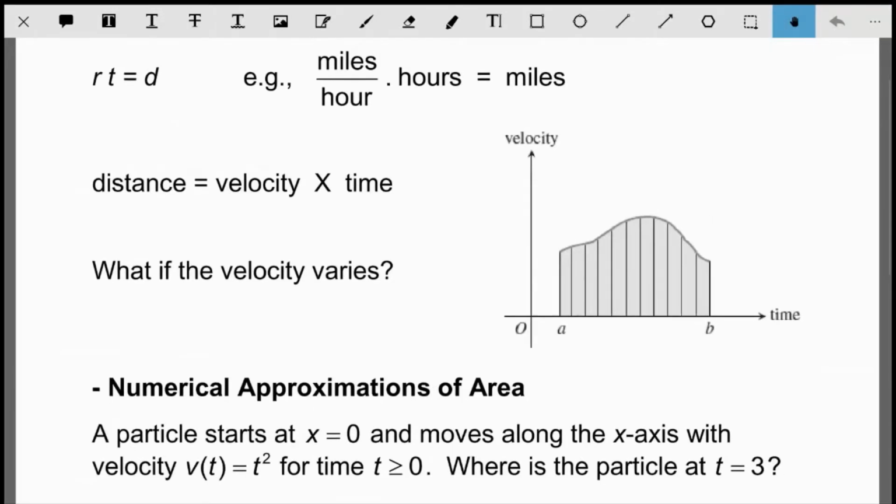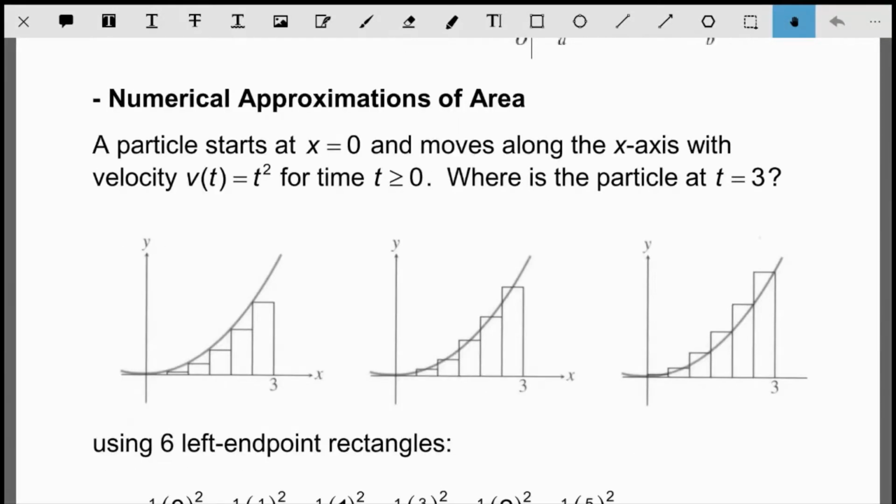definite integrals. Now, there's some different ways that we can do this. When we start trying to find the area underneath a curve, that's what a definite integral really can be represented by. And the way that we're going to calculate that is by using some approximation methods.